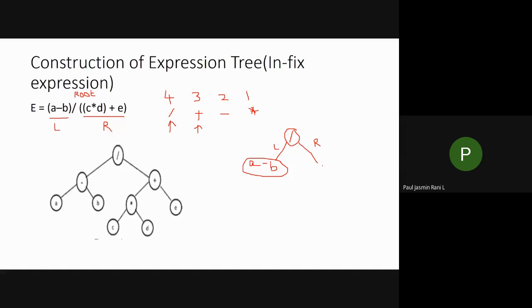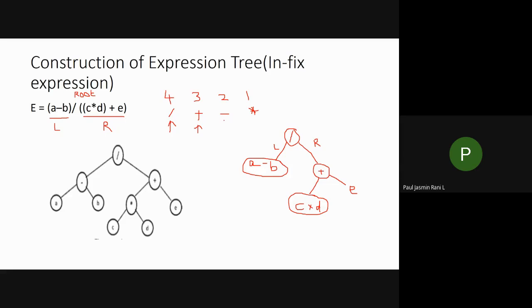So I am going to construct the tree. Here I am going to have the plus, that is your third one. On the right side I will get E, and on your left side I will have the expression C into D. You keep this expression as it is. First you should identify the operator. From that operator you have to separate your right expression as well as your left expression. So this plus is over.